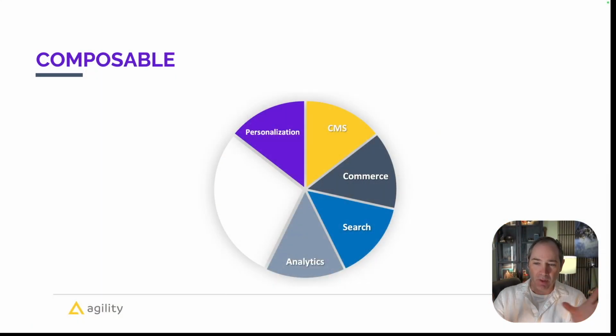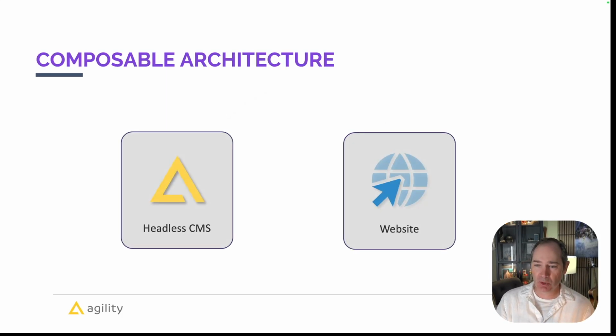Let's dive in. So this kind of pie chart is how we've been visualizing a composable architecture. But for this video, I want to show it a little bit different, and I want to go back to basics with a very simplified version of what I think is the most basic composable architecture. You have a headless CMS and you have a website. And when it's just like this, it's easy to keep in our head. We can visualize exactly what it is.